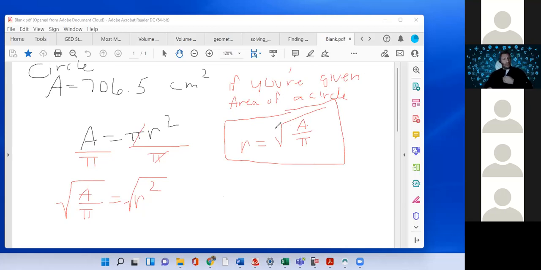Okay, I would commit it to memory. You're going to have it. You're either going to have area or circumference. It's almost a guaranteed problem, almost guaranteed. All right, so radius equals the square root of the area divided by pi.